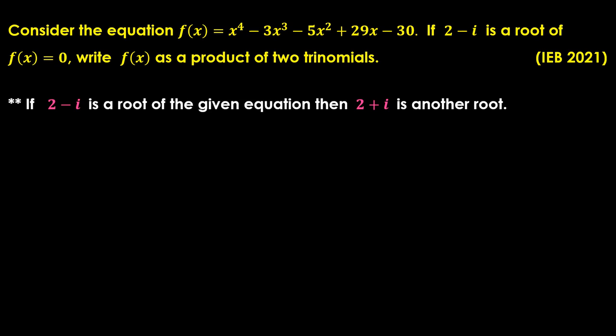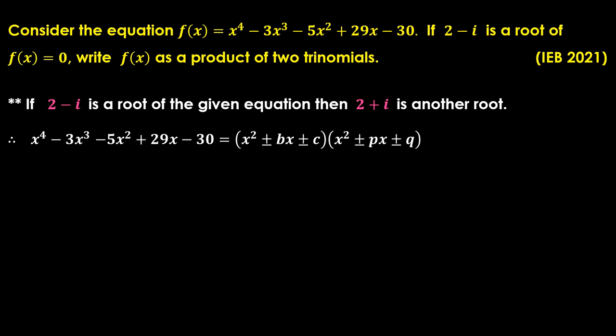First thing we need to remember is that if 2 minus i is a root of the given equation, then 2 plus i will be another root. In other words, my equation, that is x to the power of 4, can be rewritten as two trinomials. First of all, we're going to have a look at the value of c, as we did in the previous two examples. And we can get the value of c by multiplying those two complex numbers together. And we end up with 4 minus i squared. i squared is just minus 1, so 4 plus 1 is 5.